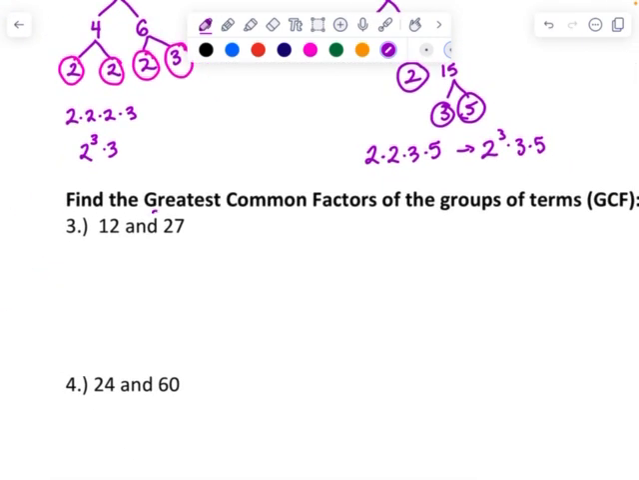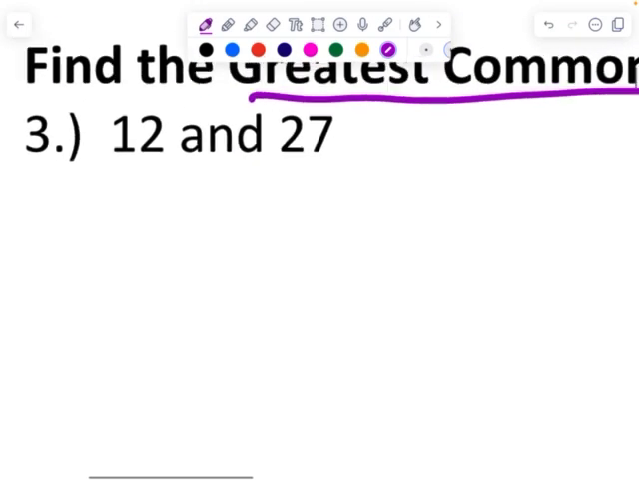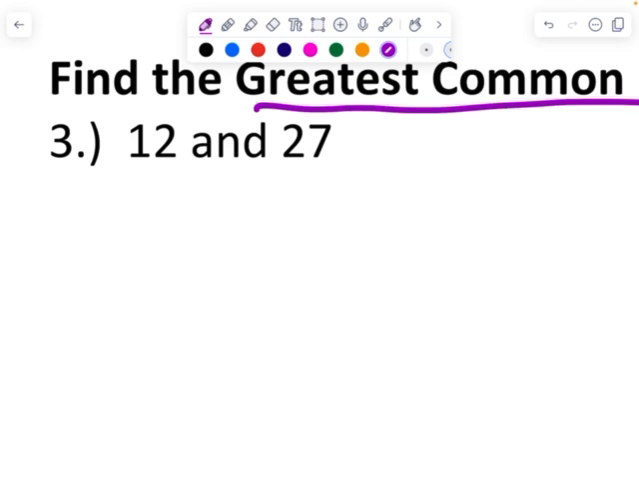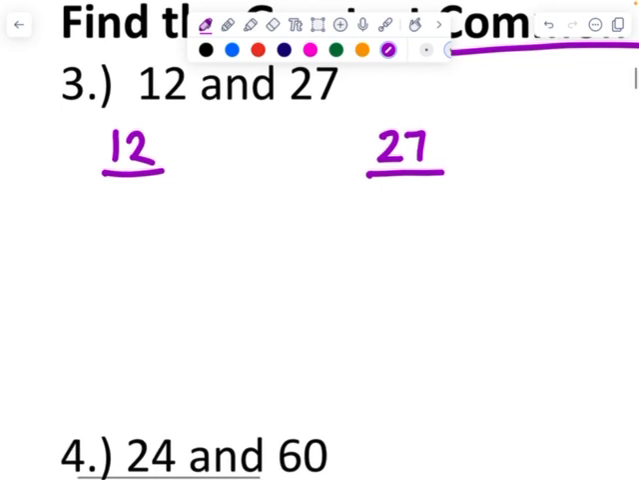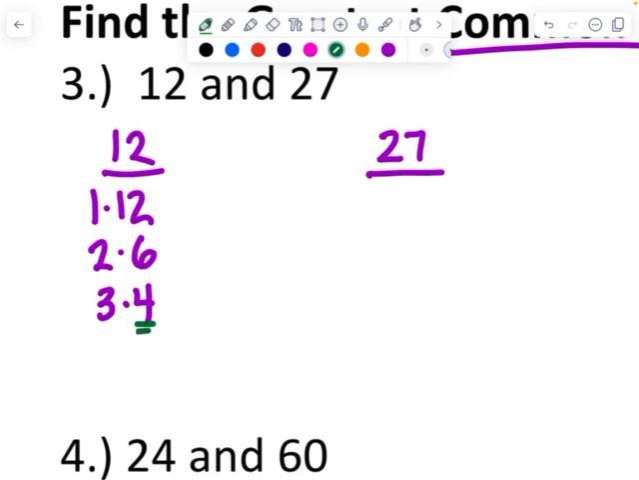All right, that's prime factorization. Let's find the greatest common factors of the group of terms. So we have 12 and 27. We need to find the factors of 12 and the factors of 27. I'm going to work in factor pairs. I always start off with 1 times 12. Again, if I'm not sure, I can go to my handy calculator. My next factor pair should be 2 times 6, and then 3 times 4. My next number I should try is 4, and I already have it listed, which means I have all of my factor pairs.